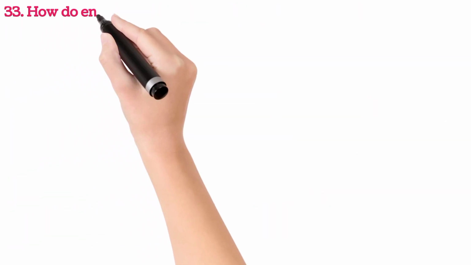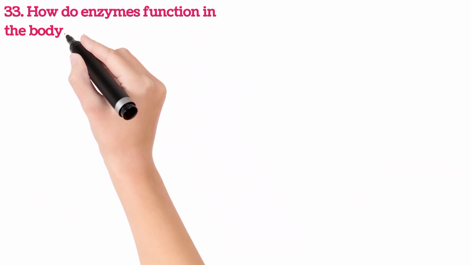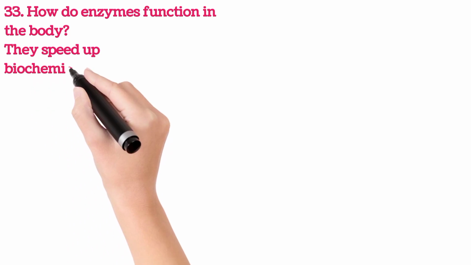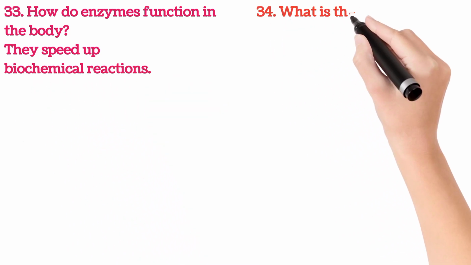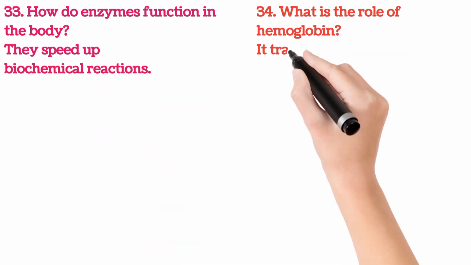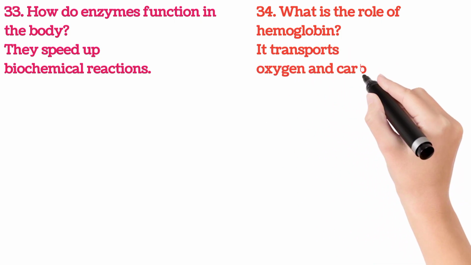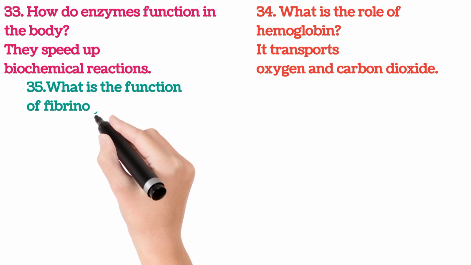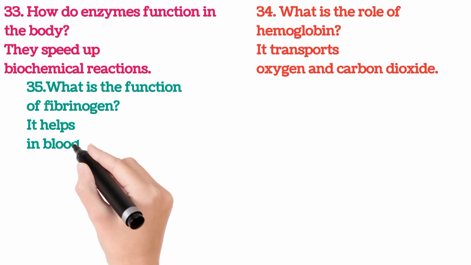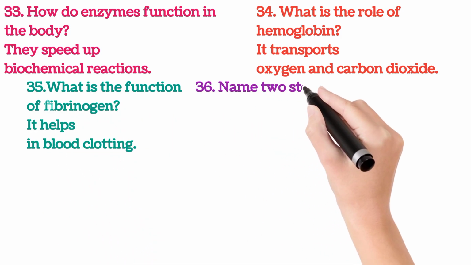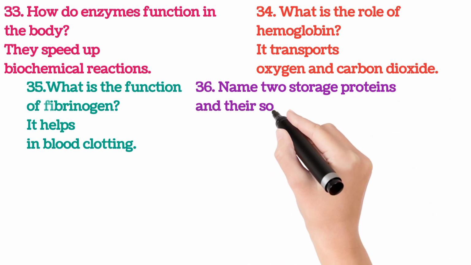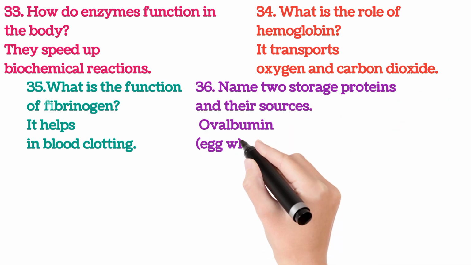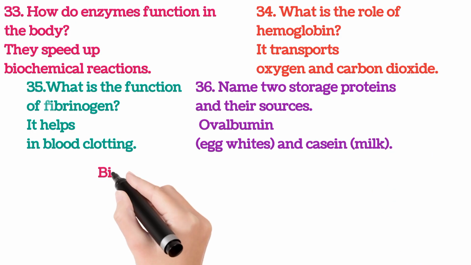33. How do enzymes function in the body? They speed up biochemical reactions. 34. What is the role of hemoglobin? It transports oxygen and carbon dioxide. 35. What is the function of fibrinogen? It helps in blood clotting. 36. Name 2 storage proteins and their sources. Ovalbumin, egg whites, and casein, milk.